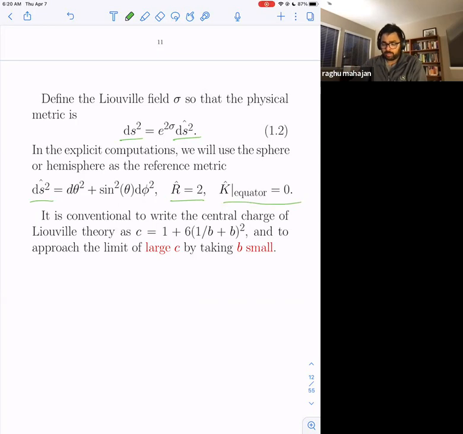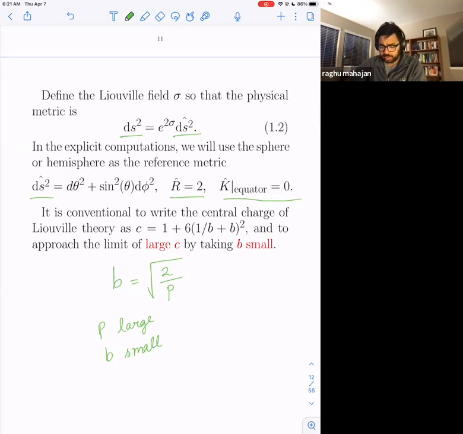And we take the limit of large C by taking b small. So in terms of that p parameter that I had before, b is square root of 2 over p. So p is large, b is small. So this will be the limit we will be working. So this is what the Liouville field means.